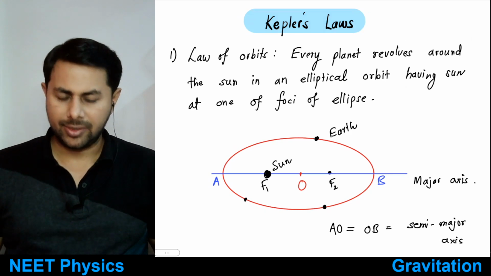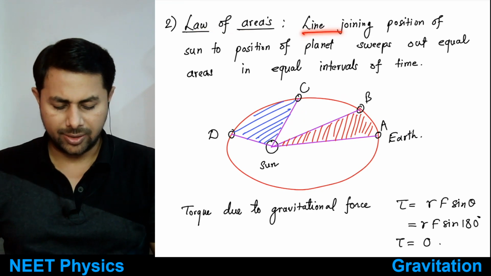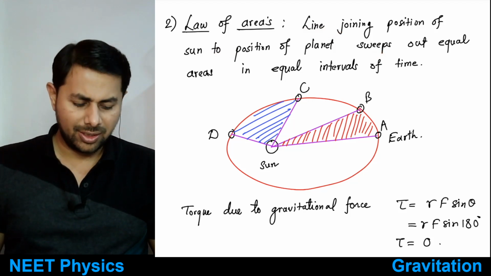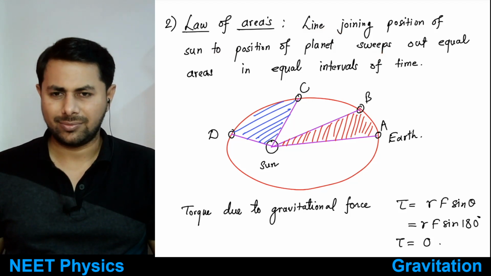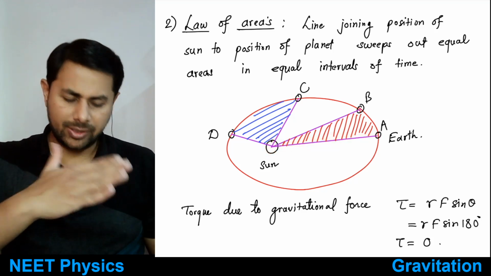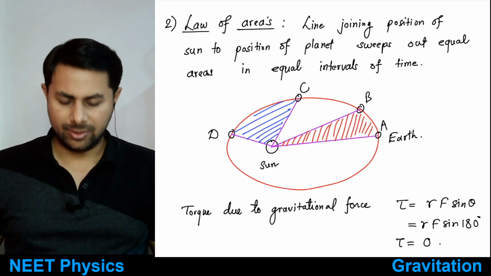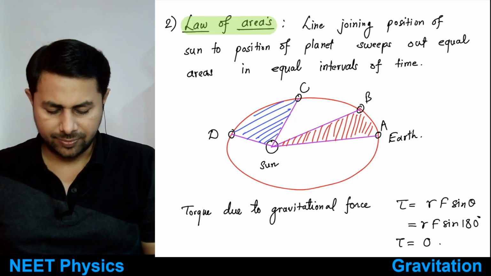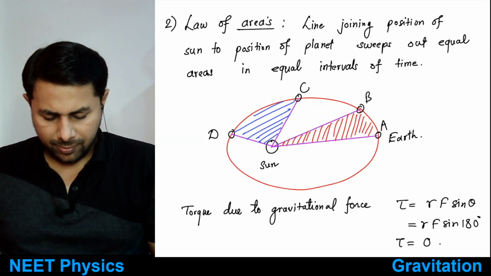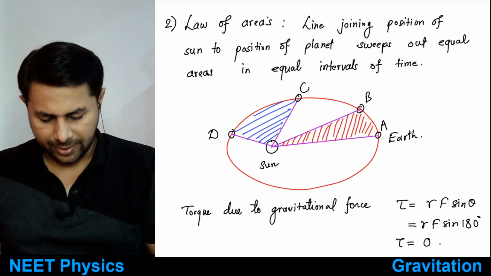It's very simple. Next one is the law of areas. Now what is the law of areas? The line joining the position of the sun to the position of the planet sweeps out, that means it moves through, equal areas in equal intervals of time. This is the law of areas, Kepler's second law.